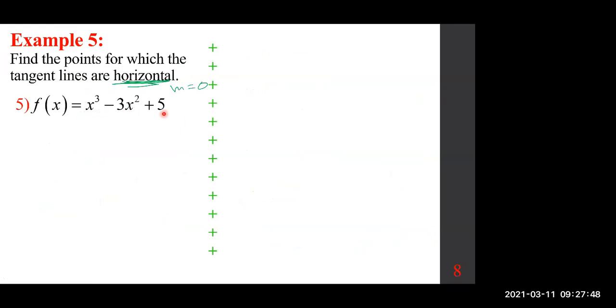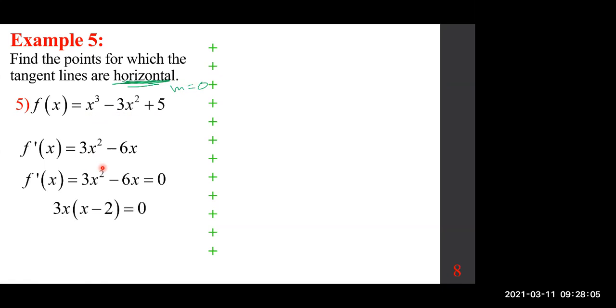Take the derivative, 3x squared minus 6x. And if you set this equal to 0 and solve, factor, it gives you x equals 0, x equals 2. So at x equals 0 and at x equals 2, we have that.